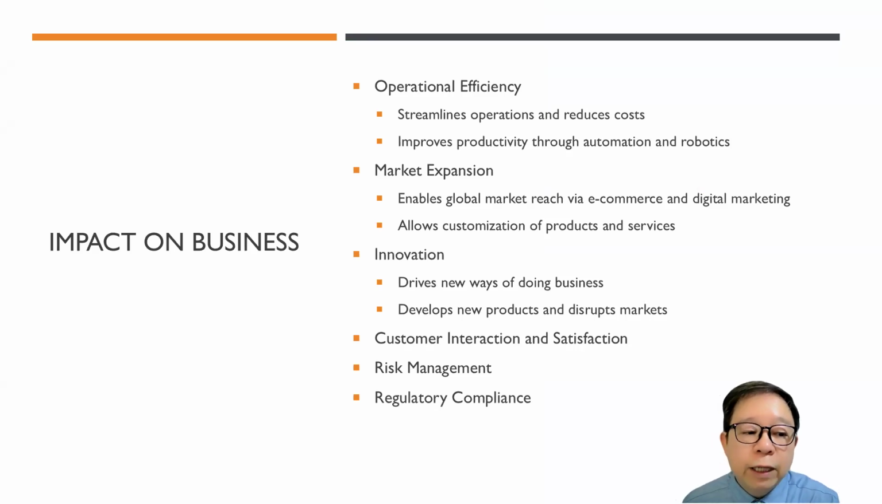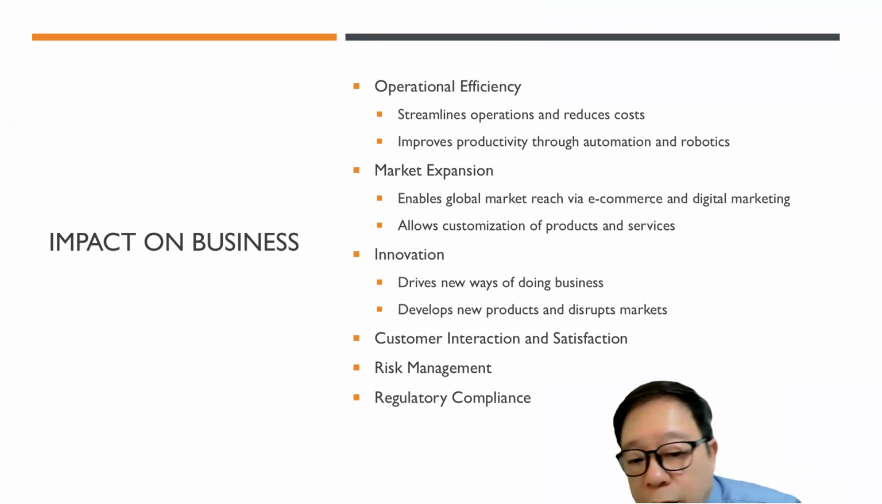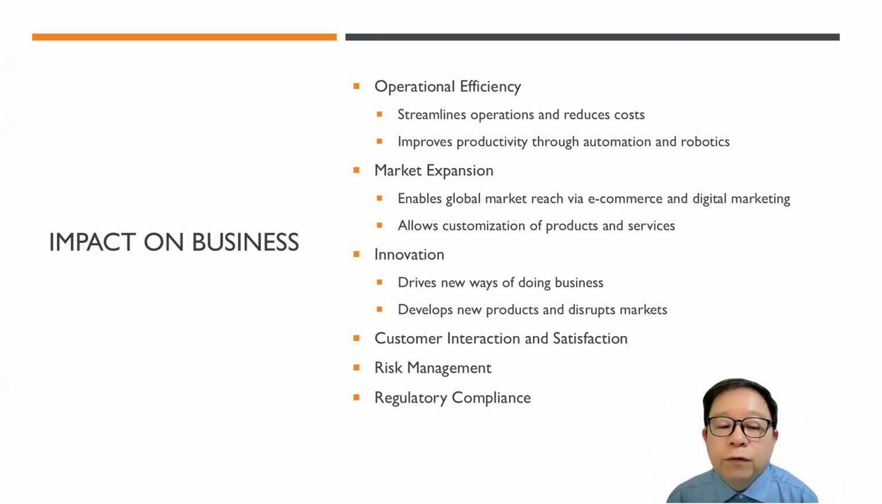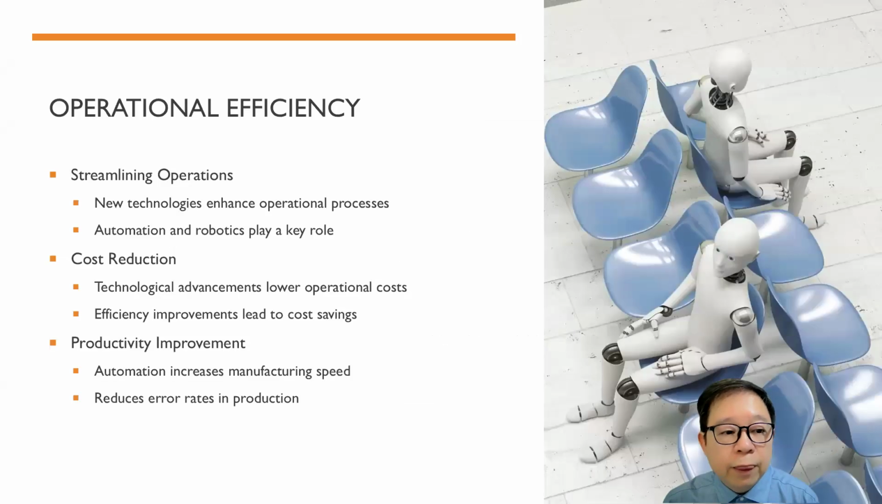Yeah, so there are a few areas that we have impact on when we expand our business overseas, right? So this is the operational efficiency. How can we improve our operation process? We can streamline the operation, and by streamlining the operation, we can reduce the cost. Eventually, it will improve productivity through automation and robotics. The business expansion, right, and innovation, customer interaction, and of course, risk management and regulatory compliance. Okay, let's look at that one by one.